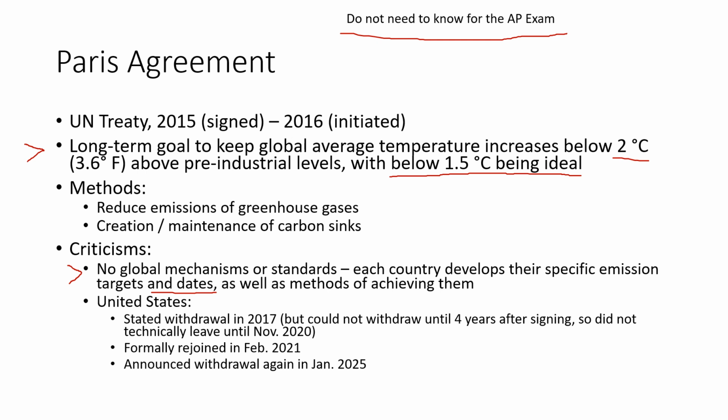And then with the United States, we did sign this treaty. We were a member nation until we withdrew in 2017, but technically we couldn't withdraw until 4 years after signing it. So we couldn't withdraw until 2019 or November of 2020 is what I have written here. Maybe it was after it was initiated. And then we formally rejoined in 2021. And then, sorry, I had the highlighter rather than the pen. And then we announced our withdrawal again in January of 2025 due to American politics.